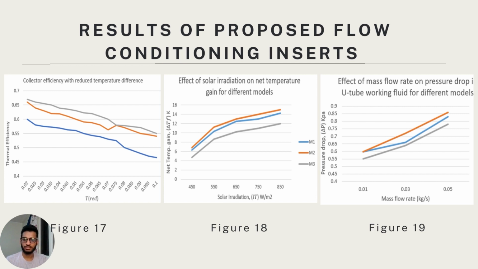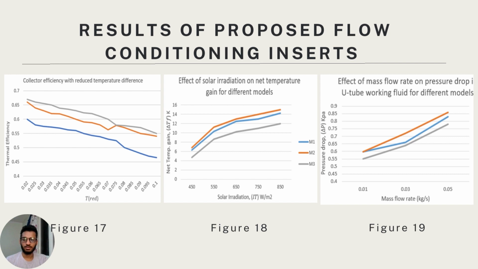For the triple fin case, at the same operating conditions, the net temperature gain is 13.1 Kelvin. And for the four internal fin cases, at similar operating conditions, the net temperature gain is 4.6 Kelvin with a useful heat gain of 474.5 watt per meter square. The triple fin based U-tube presents an increased temperature difference of 2.8 Kelvin and 10% higher thermal efficiency compared to the plain copper based U-tube.